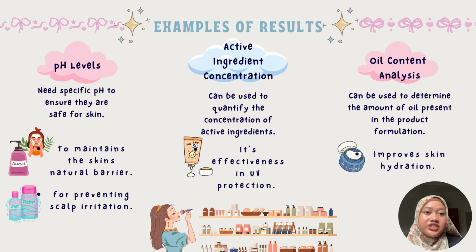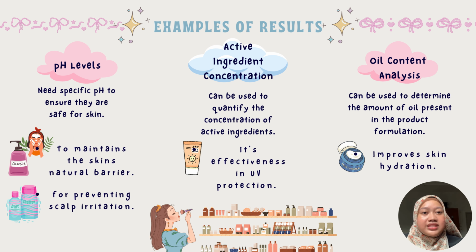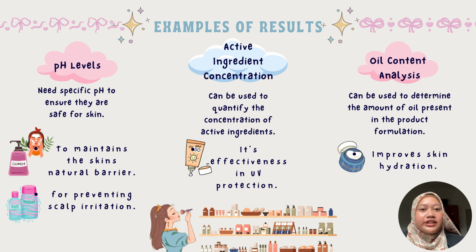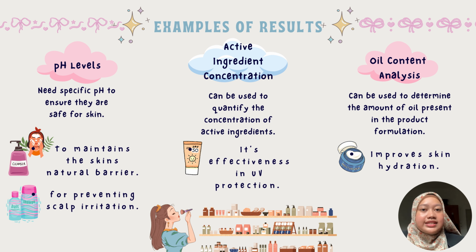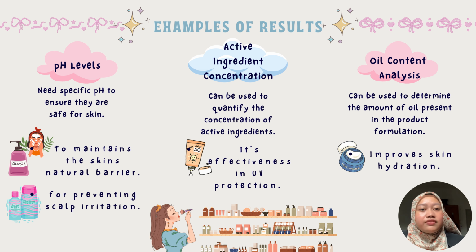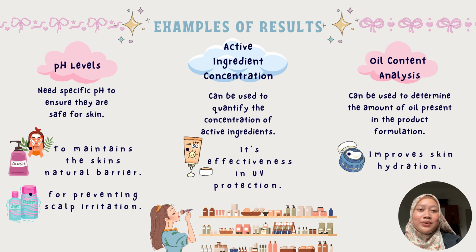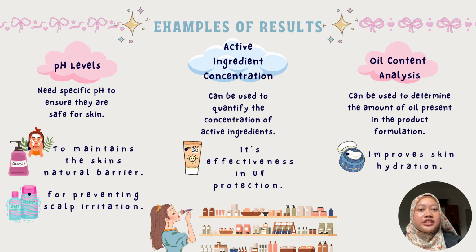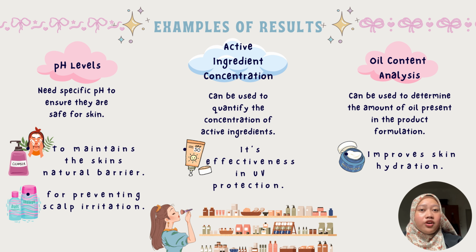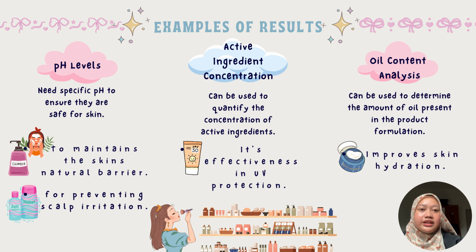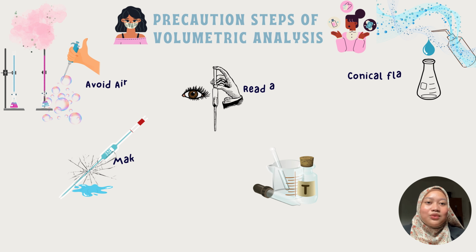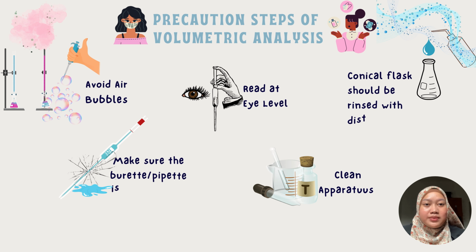The second example is shampoo. The function is preventing scalp irritation. Next, active ingredient concentration. It can be used to quantify the concentration of active ingredients like sunscreen because of its effectiveness in UV protection. The last one is oil control analysis. Volumetric methods can be used to determine the amount of oil present in a product formulation such as moisturizer. It improves skin hydration.